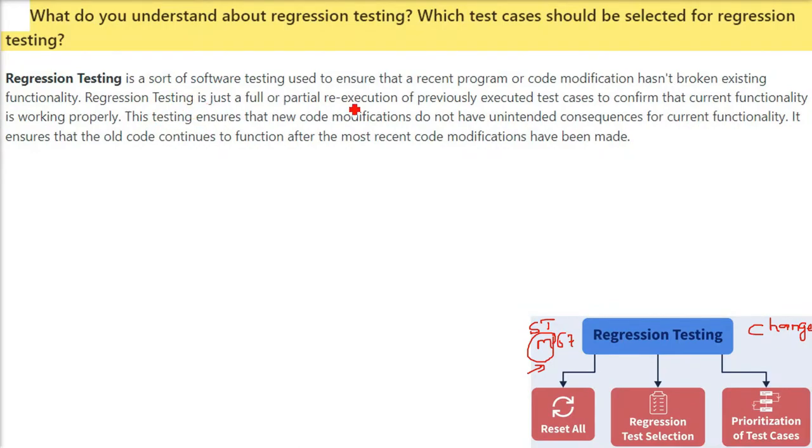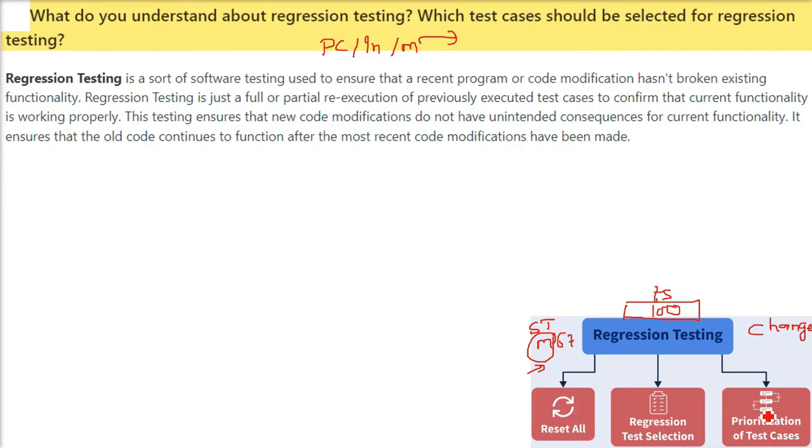Regression testing is a software testing technique. When there is a recent change or modification in the program or code, we need to ensure that it hasn't broken existing functionality. It has not created any more bugs or defects. Regression testing is just full or partial.